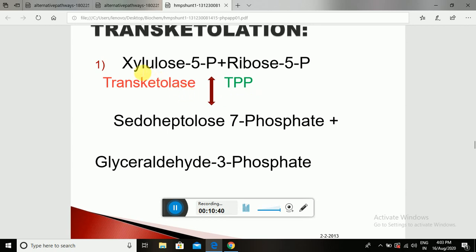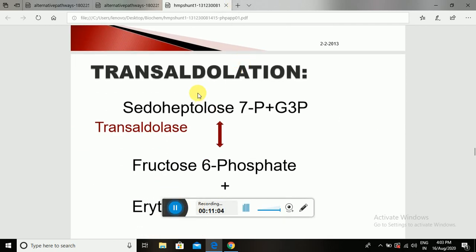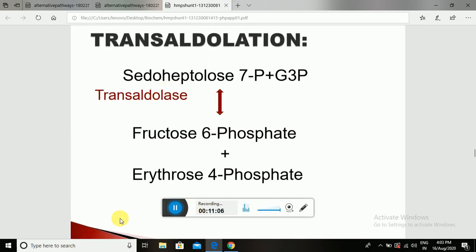The ketonic group from the xylulose is transferred, converting xylulose to sedoheptulose. There is a conversion of one ketonic sugar and one aldehydic sugar into two different sugars, one that is sedoheptulose and the second that is glyceraldehyde 3-phosphate.